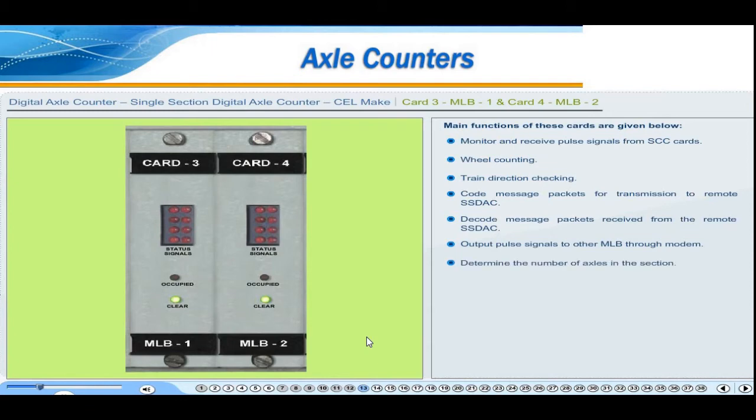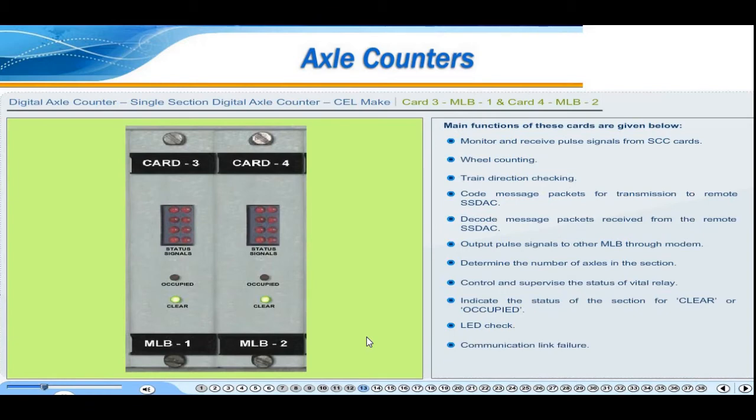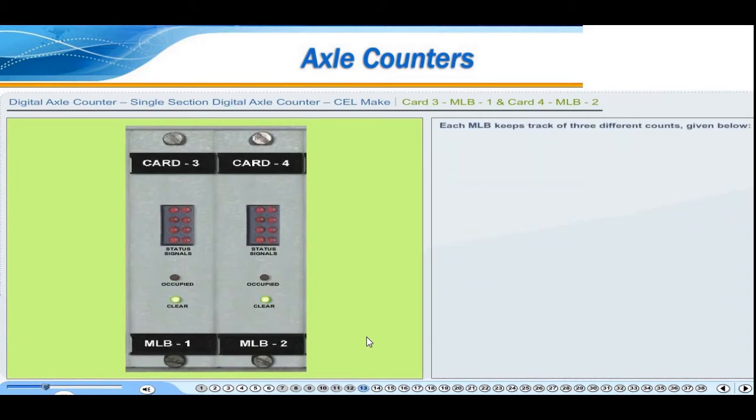Determine the number of axles in the section. Control and supervise the status of vital relay. Indicate the status of the section for clear or occupy. LED check. Communication link failure. Presence of various cards. Each MLB keeps track of 3 different counts given below.